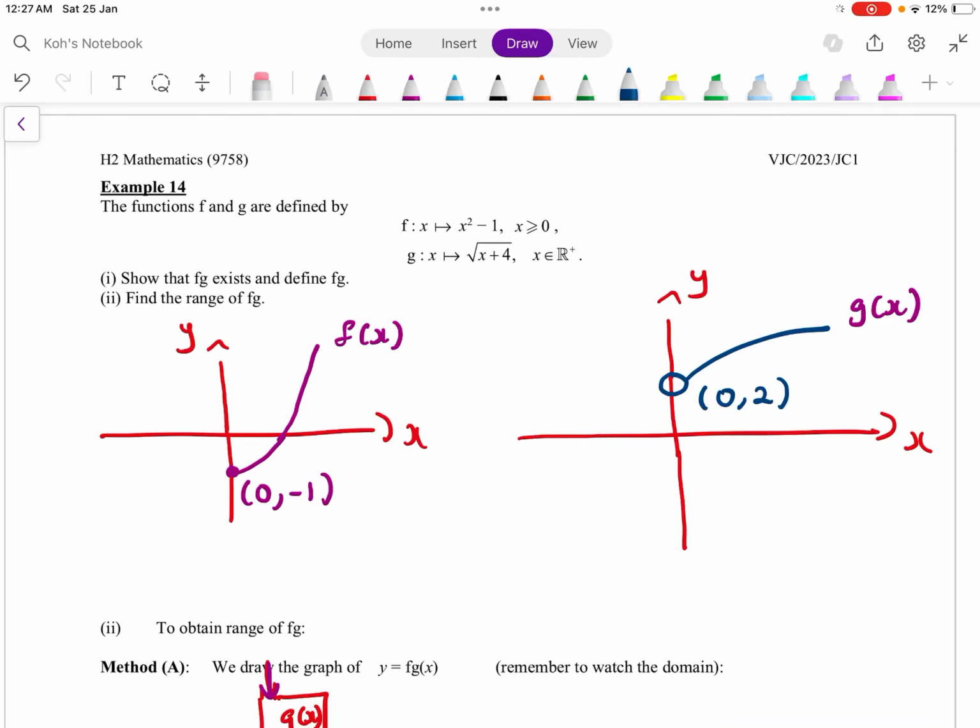Okay, so let's go through VJC example 14 of the function notes. First we have the function to be defined, f, to be defined as f(x) = x squared minus 1. So this one is the equation of the curve, or what they call the rule.